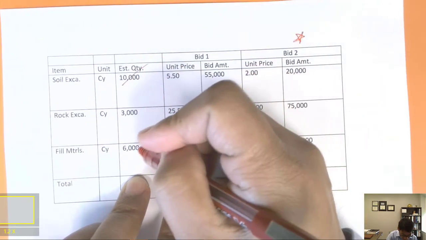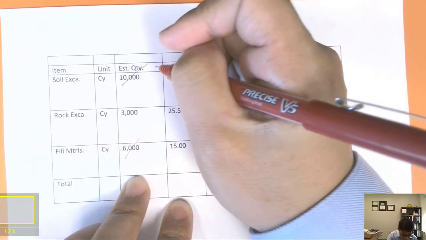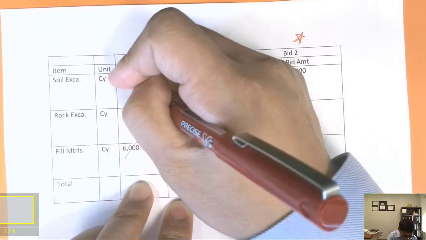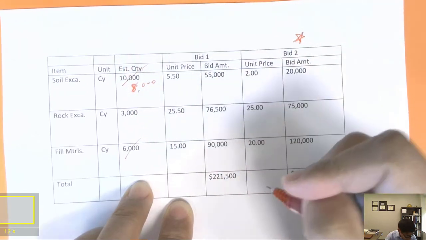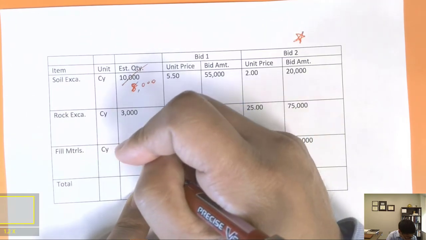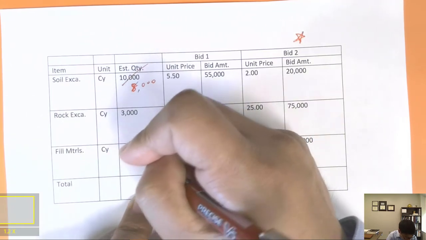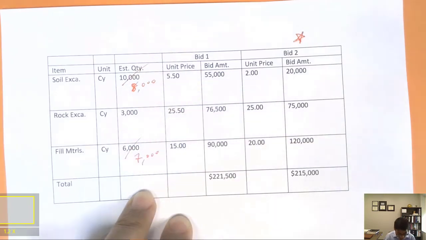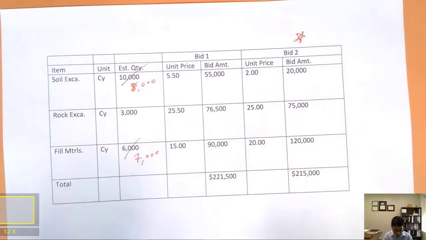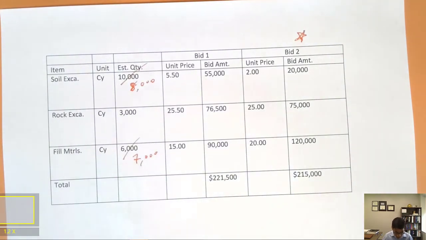At the end of the project, we realized that the actual quantity for the soil excavation is 8,000 cubic yards, and the actual quantity for the fill materials is 7,000 cubic yards. All right, so now let's take a look at that. Just assume we've got 2 bidders, and we just try to compare the cost of those 2 potential bidders as if they will be working on this project.